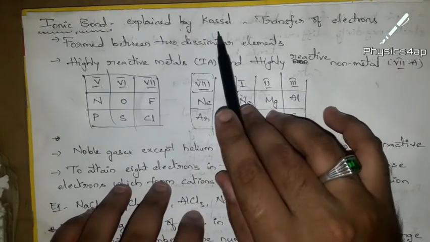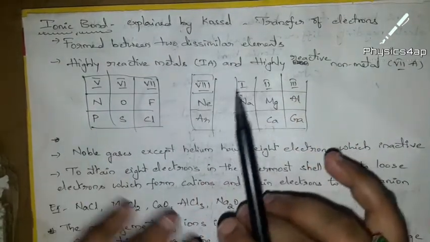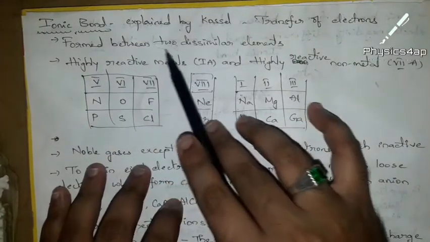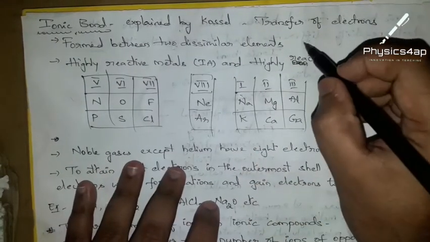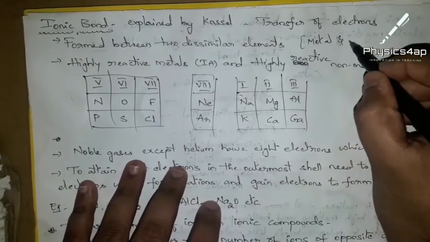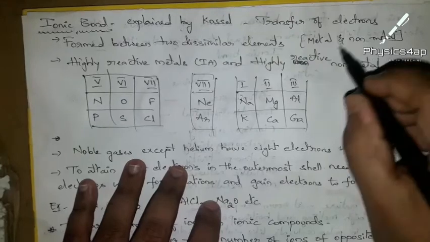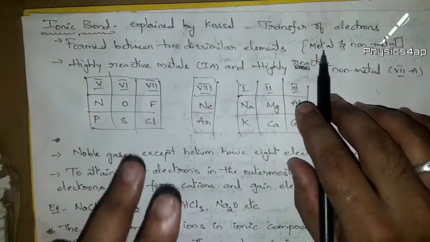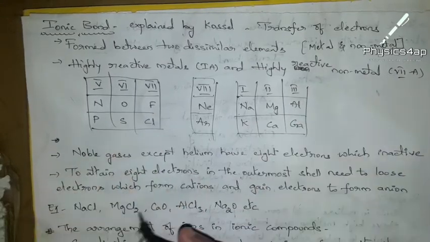The ionic bond was explained by Kossel. So what are some of the proposals? First, it is formed between two dissimilar atoms. What we can say is, one is called a metal and another one is called a non-metal, as we have discussed before. So to form an ionic bond there should be two dissimilar elements, that is, one should be a metal and another one should be a non-metal.